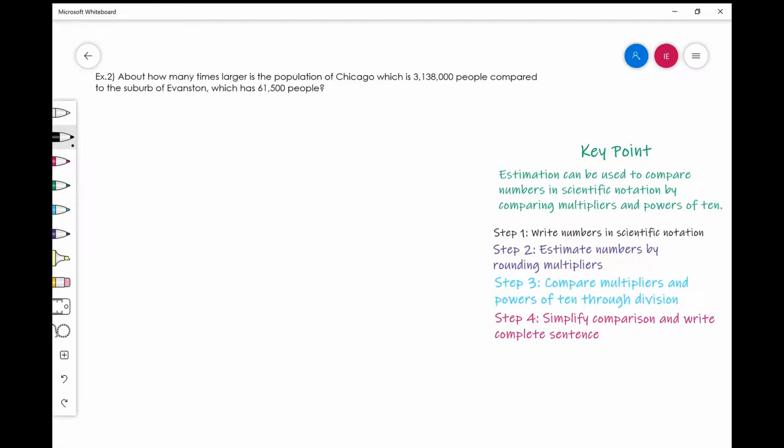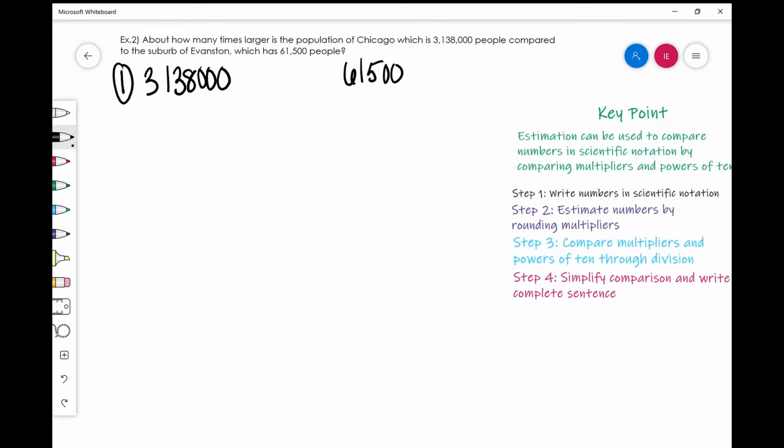So we can tell based on our steps that our first thing that we should be doing is to write our numbers in scientific notation. When we're moving our numbers into scientific notation, I need to make sure that I first pick a multiplier that's between 1 and 10. So for my first value, I'll have 3.138, putting my decimal place in between my 3 and my 1.